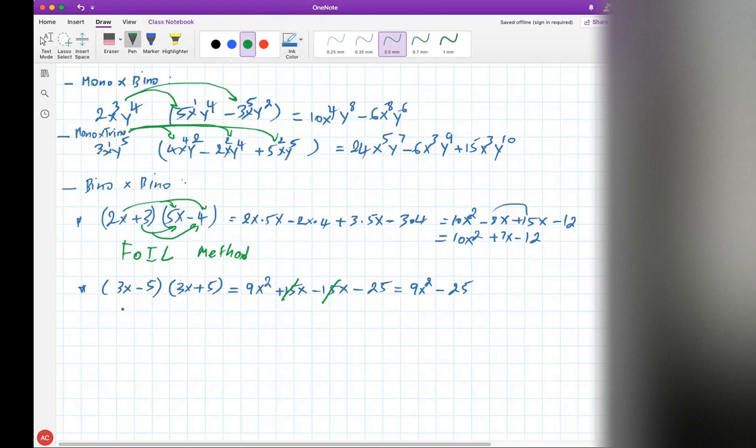So if you look at this here, how can we jump from this to this right away in one step without having to go through all of this? Look at the terms. So look at that 3x, look at that 5. How do we directly get from there to here?